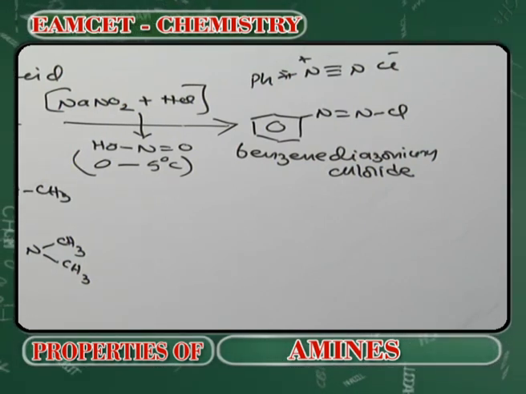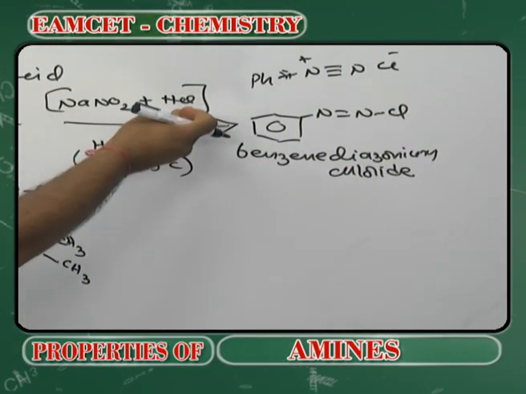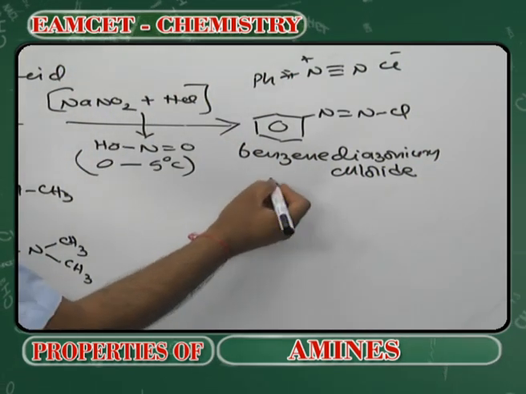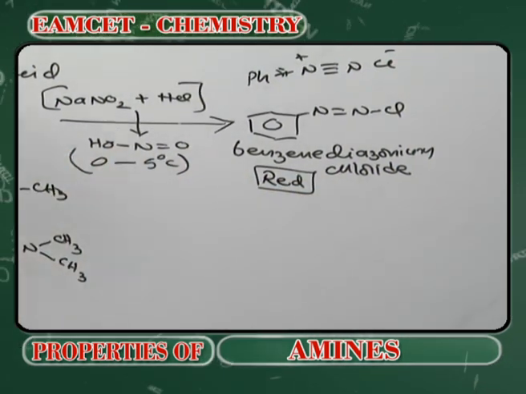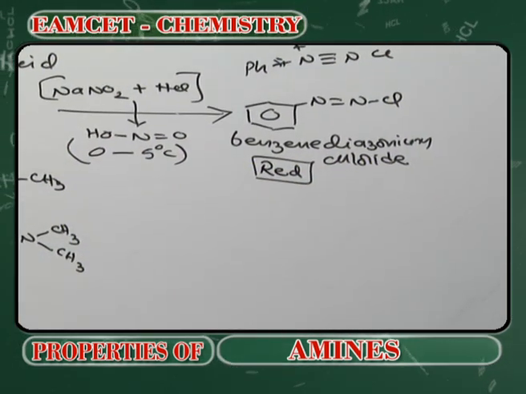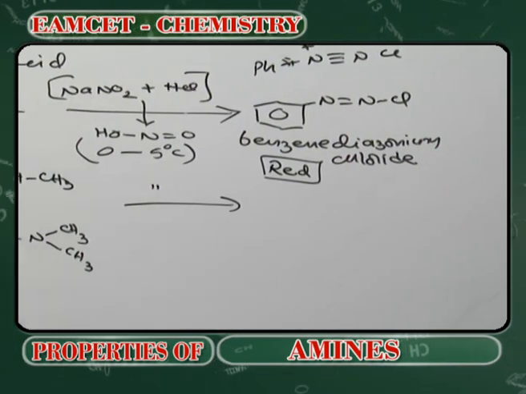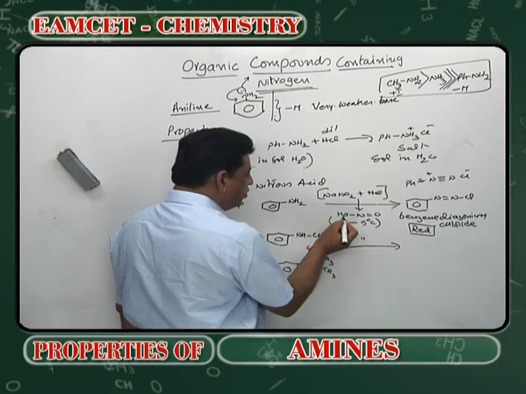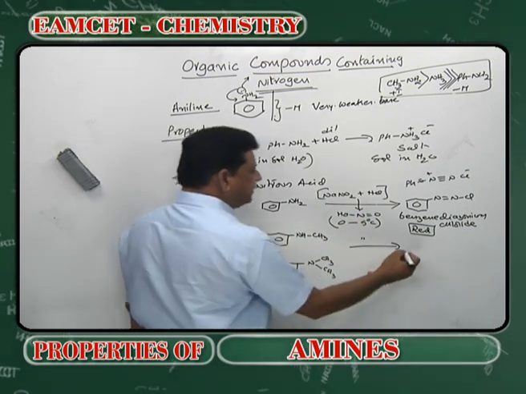If you cool the aniline, first add HCl to aniline, then add sodium nitrite, and you will get a red colored benzene diazonium chloride. It is an orange to red colored solution. Then for a secondary amine, you add the same reagent, sodium nitrite and HCl. When HNO2 is added, the OH and H go out as water, and the NO group enters.